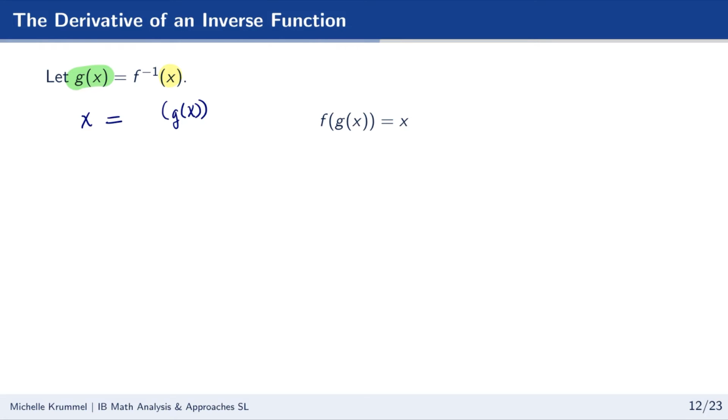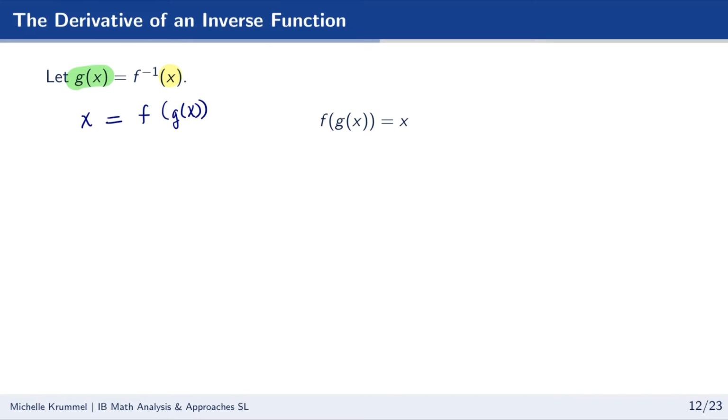So the inverse of f inverse. What's the inverse of f inverse? Well, f inverse inverse is just equal to f. So that gives me f of g of x equals x. Those are equivalent equations. Okay, so we're going to start with that right here. F of g of x equals x.